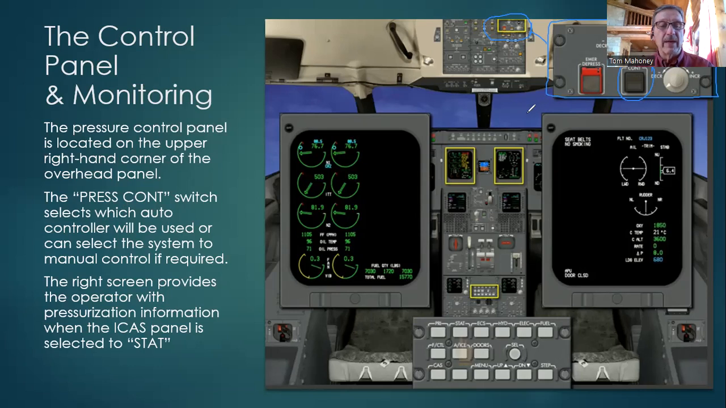And the right screen down here provides the operator with pressurization information when the ICAS panel is selected to status. So there's the information we're getting off of that panel when we have selected this button from this panel.